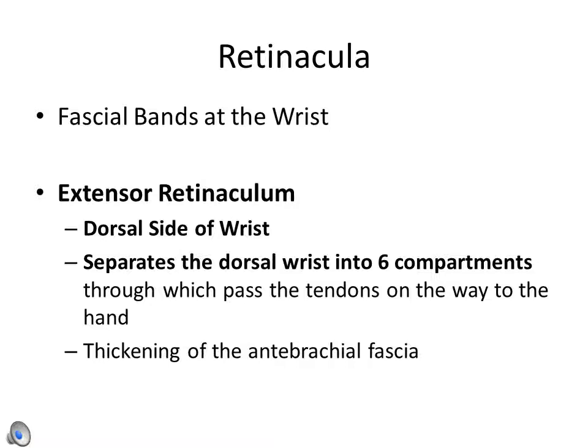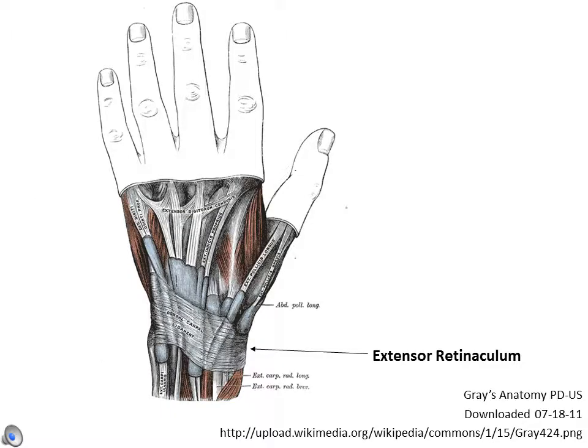We will discuss three retinacula: the extensor retinaculum, the palmar carpal ligament, and the flexor retinaculum. The extensor retinaculum is located on the dorsal side of the wrist and separates the dorsal wrist into 6 compartments. The tendons of the extrinsic posterior forearm muscles pass through the compartments on their way to the hand. The extensor retinaculum is a thickening of the antebrachial fascia. Pause the lecture to study the extensor retinaculum.